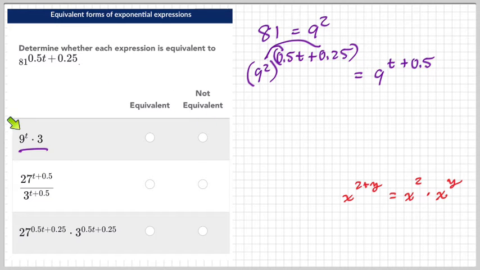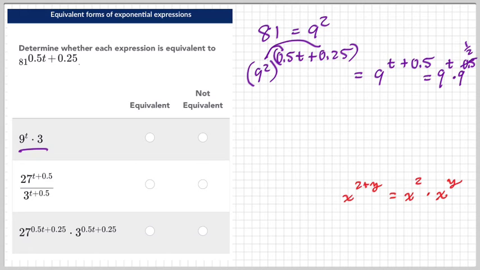So we're on the right track, right? I hope. Okay, so I have that 9. Now, can I rewrite this by using this concept right here? How would you do it? It would equal 9 to the t times 9 to the 0.5. And what is 0.5 the same as? So I could write 1/2 right here.